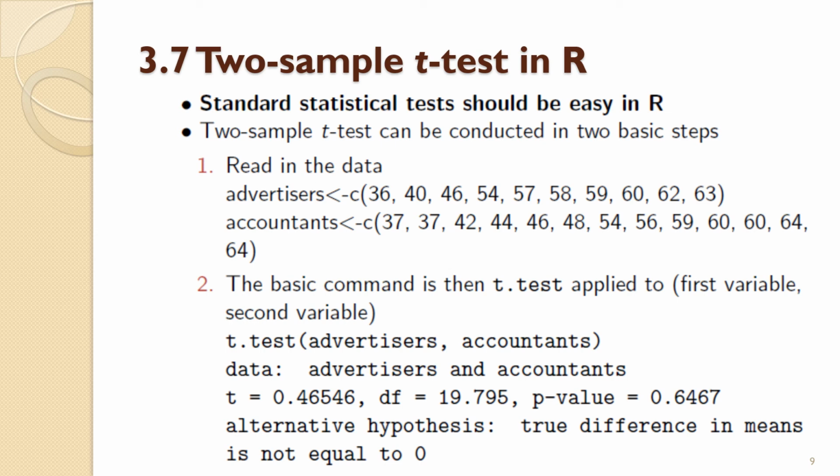and in this case what you have once you get the results is a p-value of 0.6467, bigger than 0.05, so no evidence of a difference, and you should get the same t-value as before.